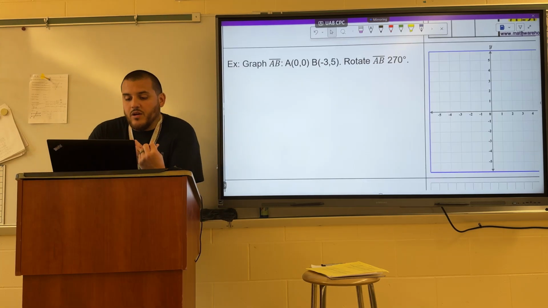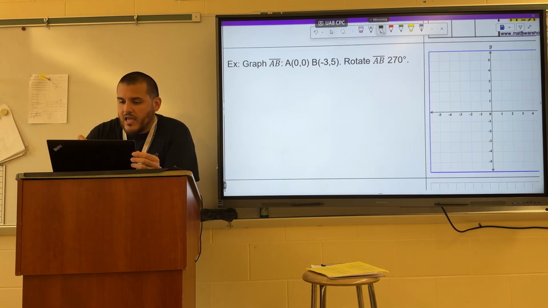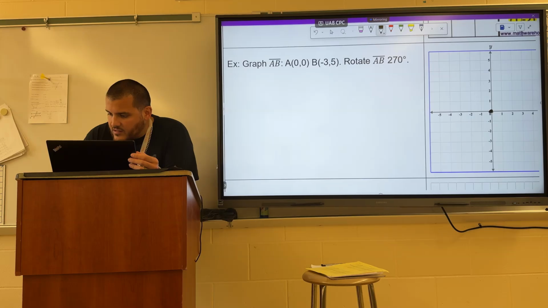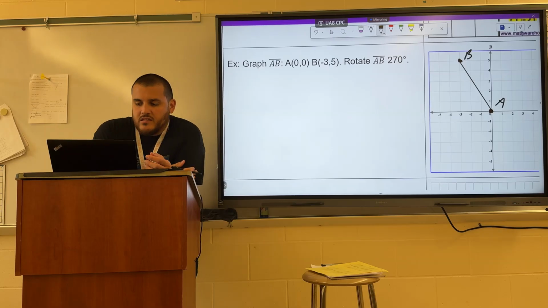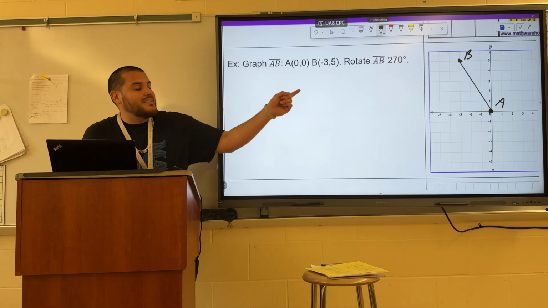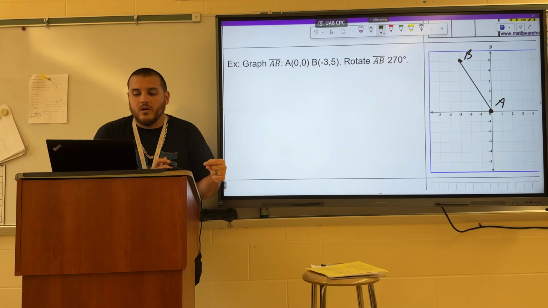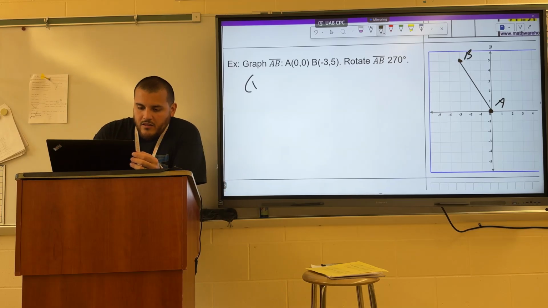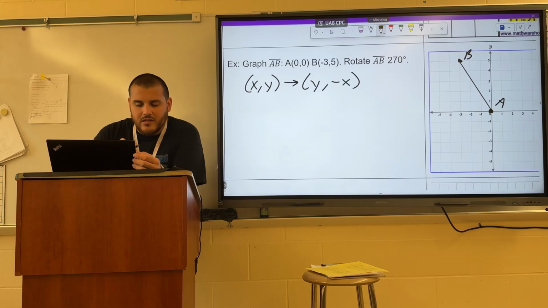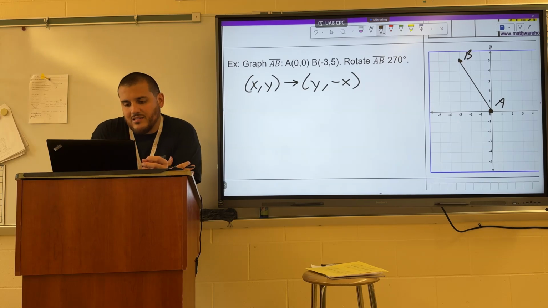In our first example here, we're graphing segment AB with point A at the origin at 0, 0. Point B is at -3, +5, that's up here. So here is our pre-image segment AB. And again, we're going to rotate this 270 degrees. It doesn't say which way to go, so remember that means we go counterclockwise. And again, the function notation that we just learned here is that our X and Y are going to switch places, and the X coordinate is going to change its sign.